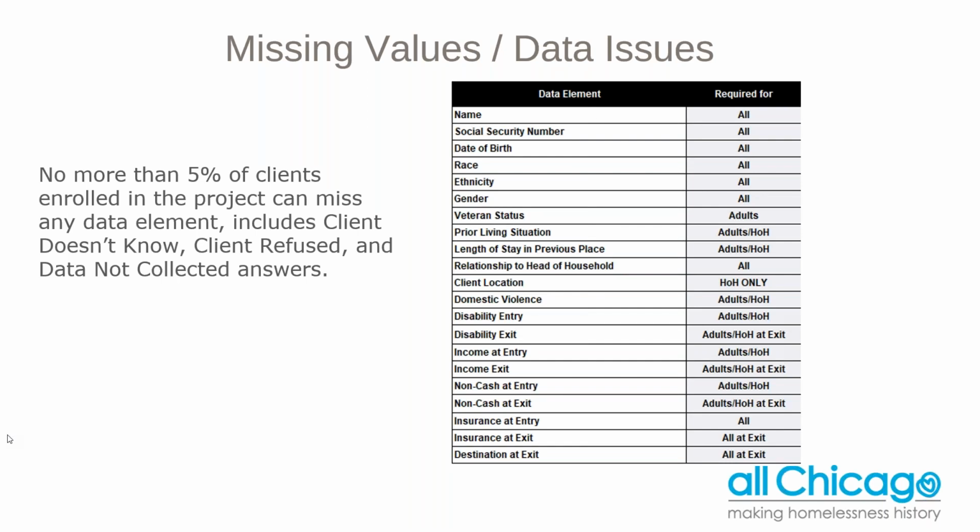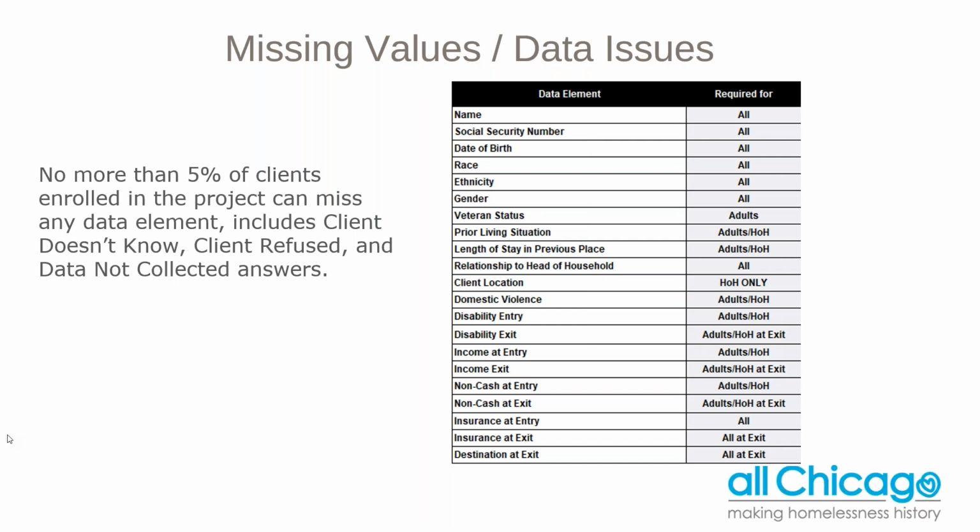The first thing we're going to look at is missing values and data issues. The report that we're looking at currently would be the overall data quality report that's available in Business Objects. This is just a screenshot from that. The data elements include name, social security number, date of birth, race and ethnicity, gender, veteran status, prior living situation, length of stay, relationship to head of household, client location, domestic violence, disability at entry and exit, income at entry and exit, non-cash benefits at entry and exit, insurance at entry and exit, and destinations at exit.